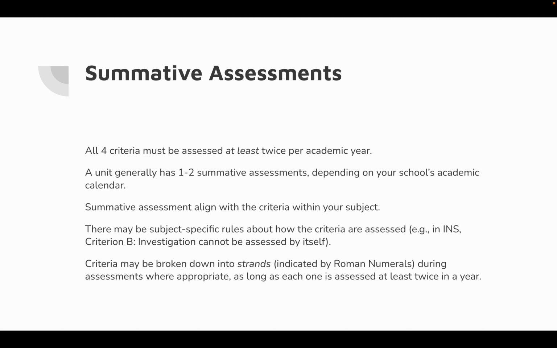The summative assessments, I've made another video about how to create a summative assessment somewhere on my channel. And the summative assessments relate to 4 criteria.